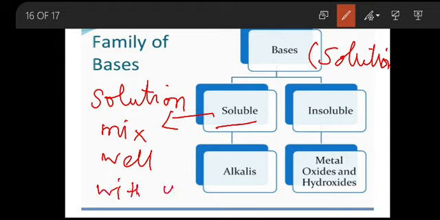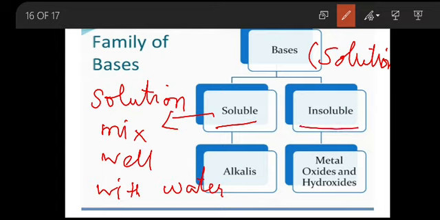Example, sugar solution. When you mix sugar with water and stir it well, the sugar disappears. But I could find out the sugar only in my taste. Yes or no, children? So, the solutions which mix well with water is my soluble solution.